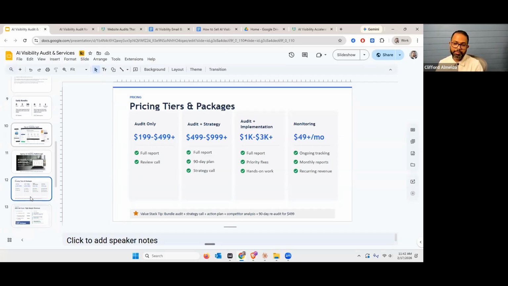There's an audit plus implementation, and the reason it's $1,000 to $3,000+ is because we don't know how much work is needed to get the foundational stuff set up and what your hourly pricing is. So generally for us, it's about 2,000 to 4,000, 3,000 to 5,000 if it's a larger website.